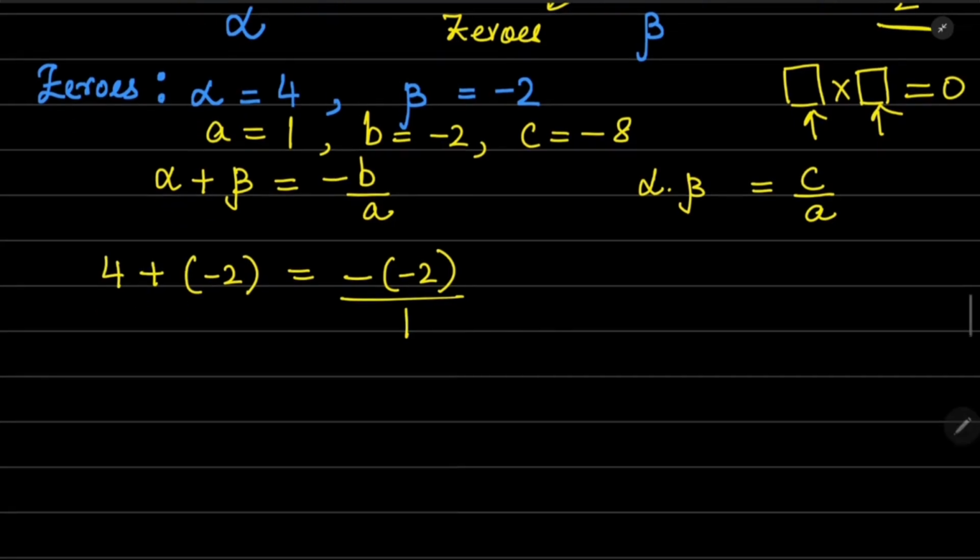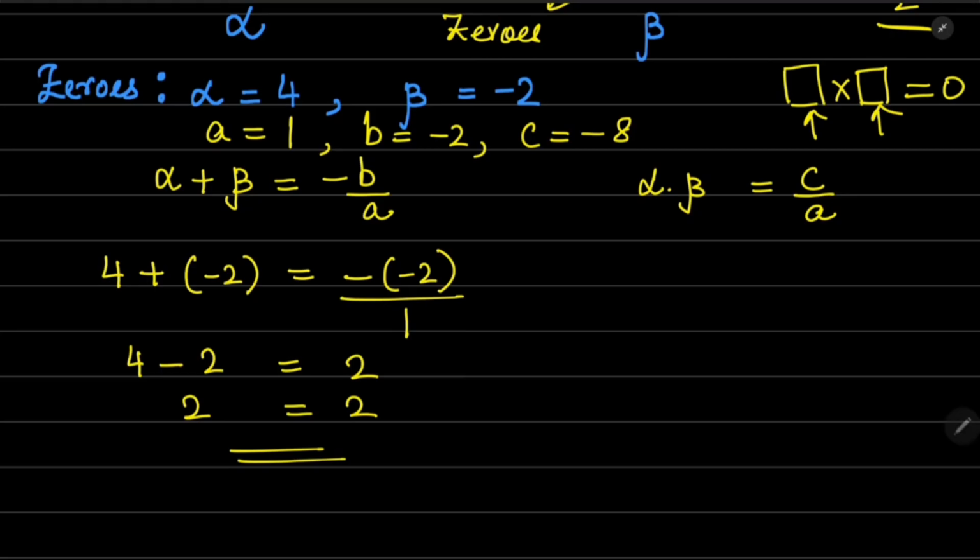Now what is 4 plus minus 2? Minus into minus is plus, so 4 minus 2 is equal to 2. Hence verified. Now we have verified that yes, the sum of the zeros is equal to minus b by a. Now let us see the product of the zeros.